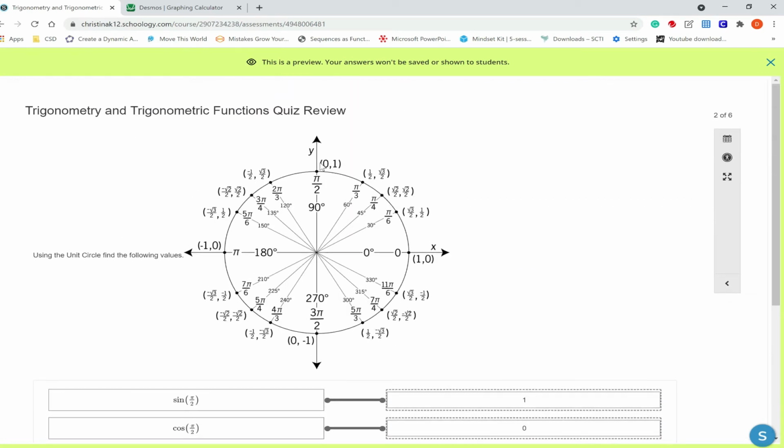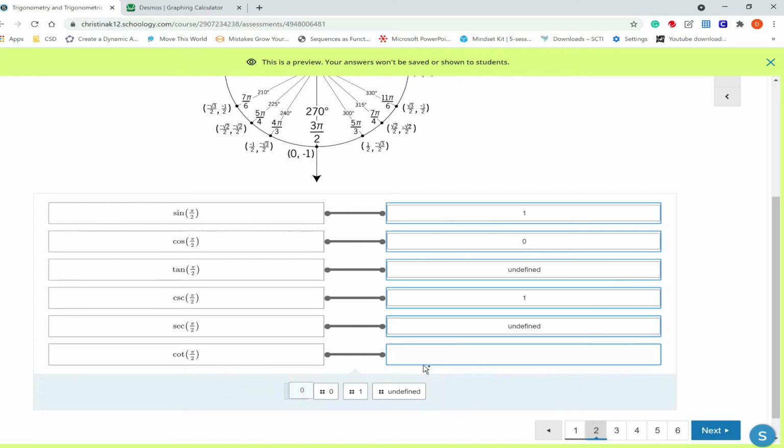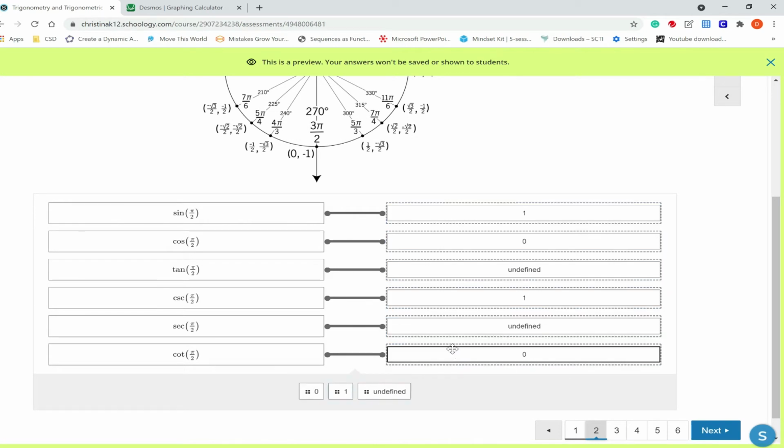And then the cotangent is going to be x over y. So 0 over 1 is just going to be 0. And we're done with question number 2.